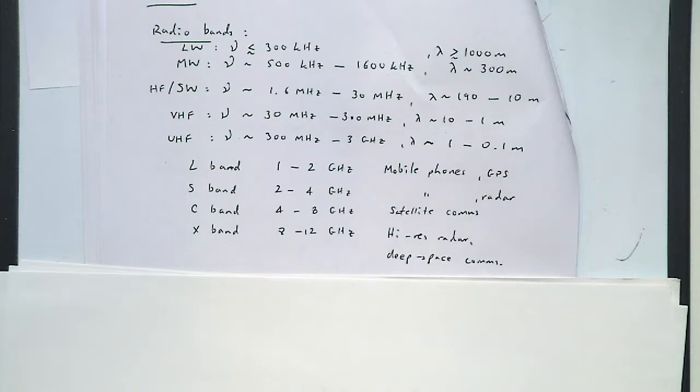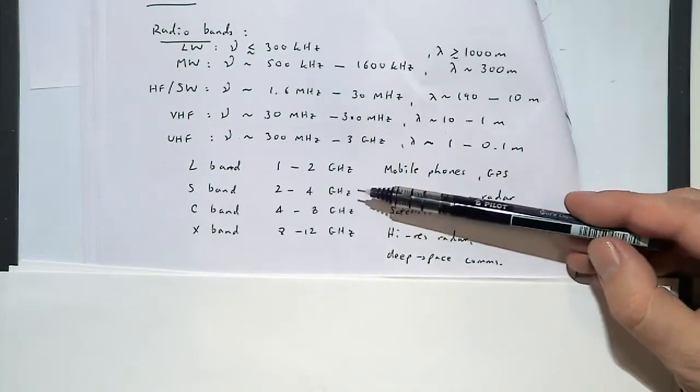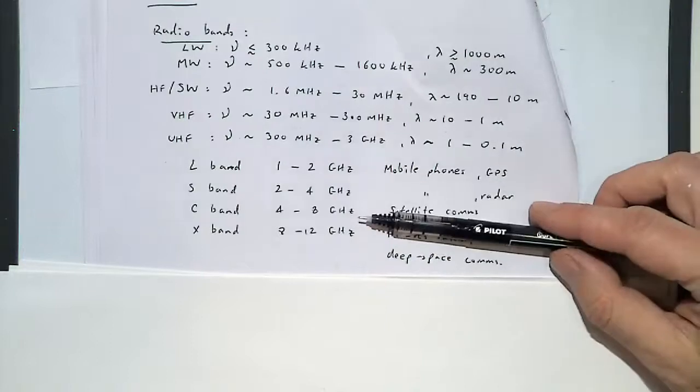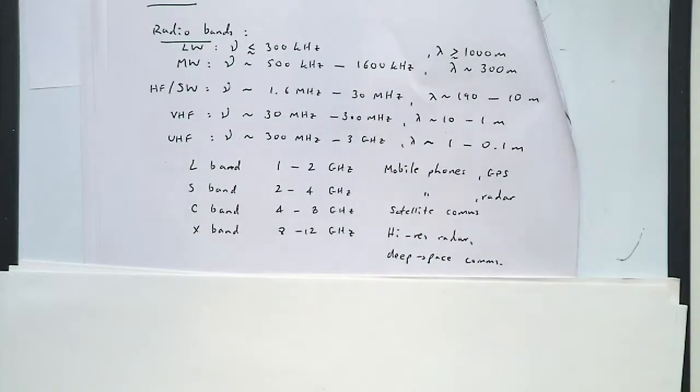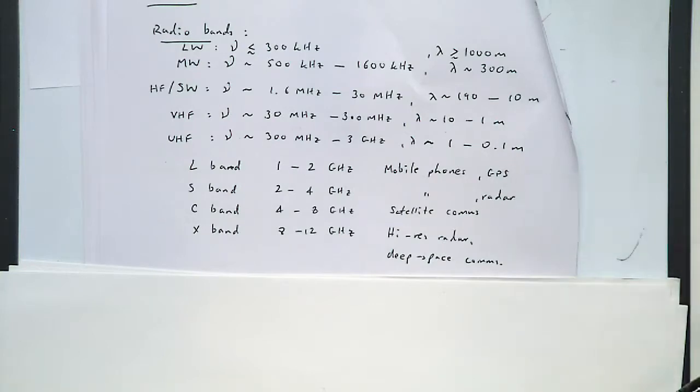S-band, you probably haven't seen S-band very much, but S-band is basically what's inside your microwave oven. Okay? And C-band and X-band, they're used in radar. Okay, so communications, GPS, microwave ovens are here. So this is why this is called microwave communications.